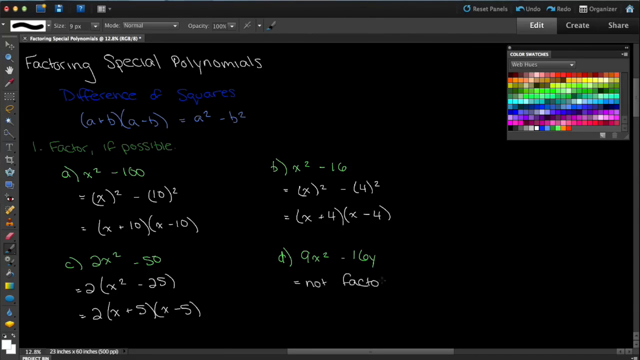D, 9x squared minus 16y. This example cannot be factored because the variable y is not squared.